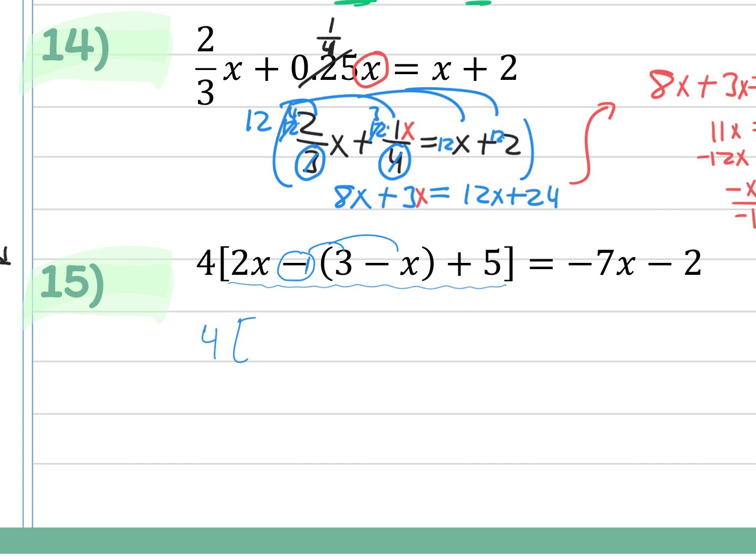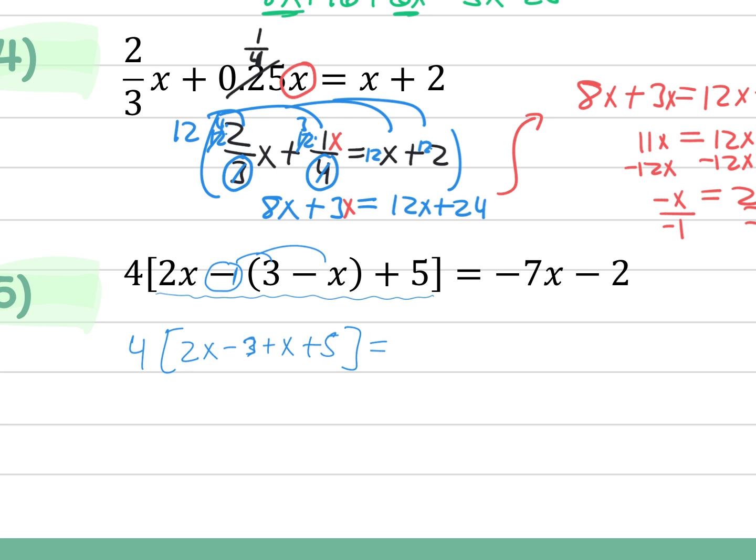Treat it like a -1. So I get a 2x minus 3 plus x plus 5. All right, that's all I did, which is try to simplify a little bit on the inside first, equals -7x minus 2.